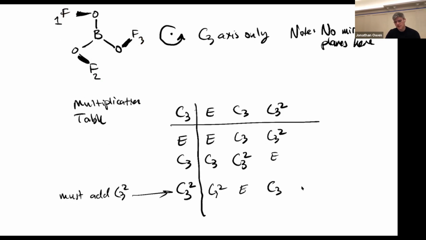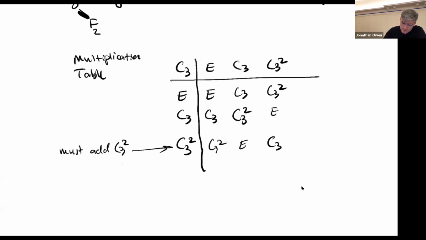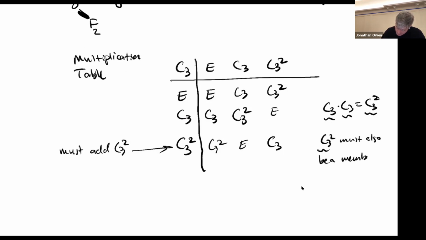We fill out our table, and you can see we got them all. Okay, so C3 twice must be a member of the group. C3 times C3 is C3 twice. C3 must also be a member.